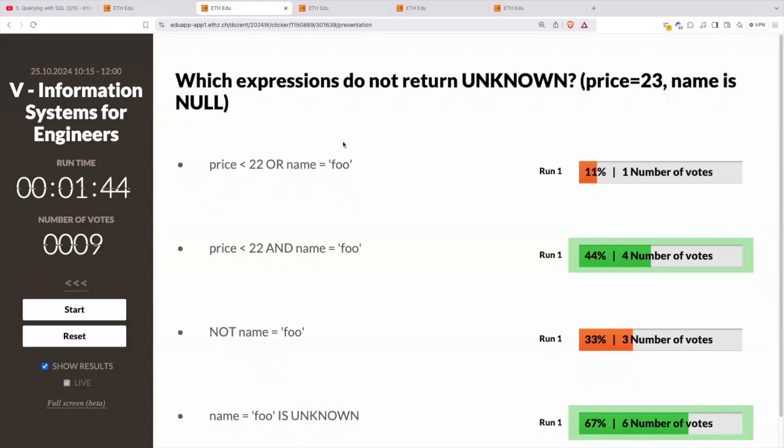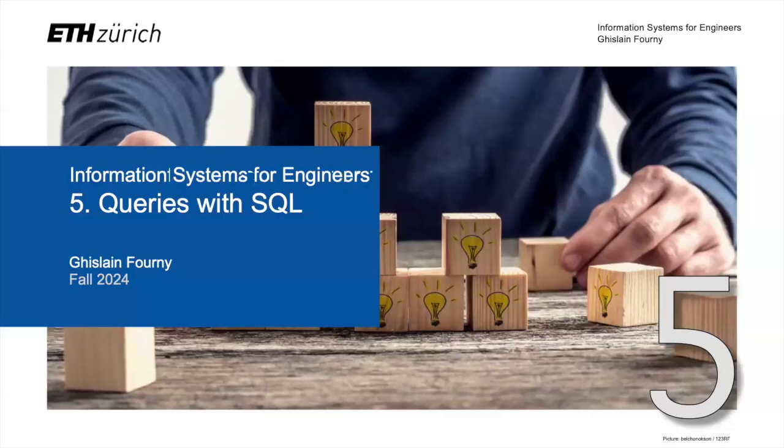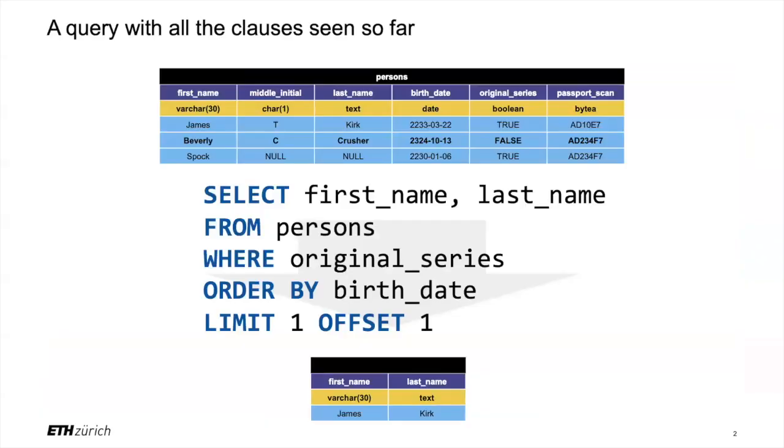All right, so now that I know you're following, I'm getting back to the slides. And we're taking it from where we were last time, which was here. This is where we left. We saw this select from where order by limit offset.